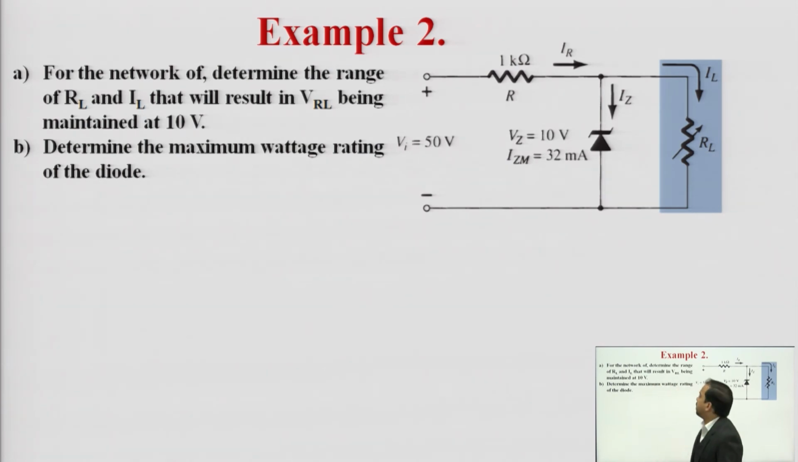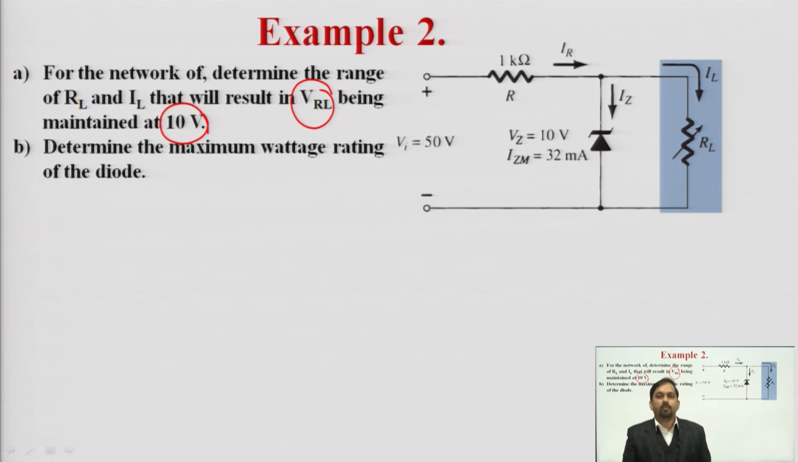For this particular example, it is given that RL is maintained at 10 volt. What does this signify? It signifies that this circuit is working as a regulator. If this circuit is working as a regulator, then the load voltage VL is nothing but 10 volt.